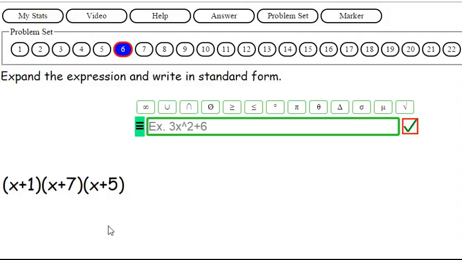Okay, I'm just writing this down. Okay, we got it. So we have x plus 1. Of course, we got to rewrite the problem. x plus 7, and then x plus 5.